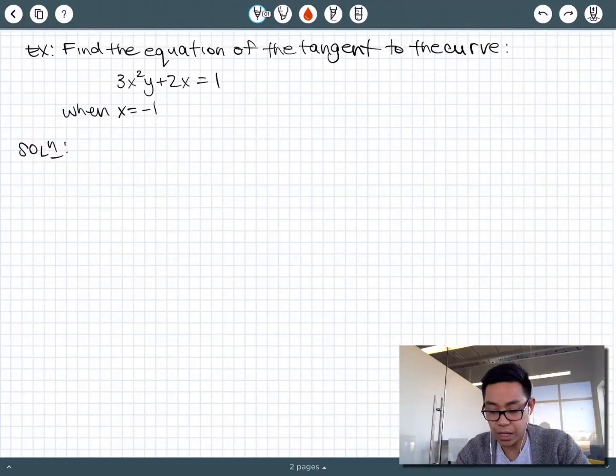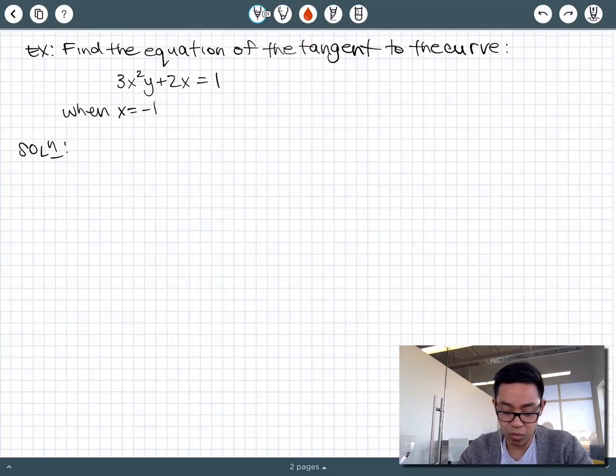Find the equation of the tangent to the curve 3x squared y plus 2x is equal to 1, when x is equal to -1. In order to find the equation of a line, you always need a slope and a point on the line. Right now we're finding the equation of the tangent, and we know that we can find the slope of the tangent by taking the derivative and subbing in our point. The thing is, we don't have our point yet.